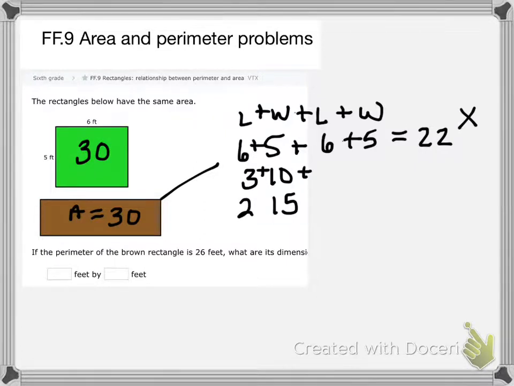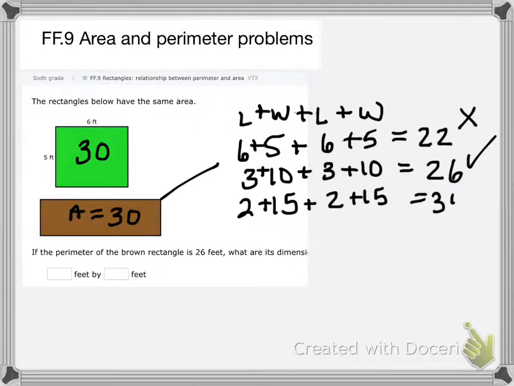So 3 plus 10 plus 3 plus 10, that's 13 plus 13, which gives a perimeter of 26. So that works. I'm just going to prove that this bottom one does not work. 2 plus 15 plus 2 plus 15, that would be 34. That's not good either. So it looks like the dimensions here are 3 and 10.